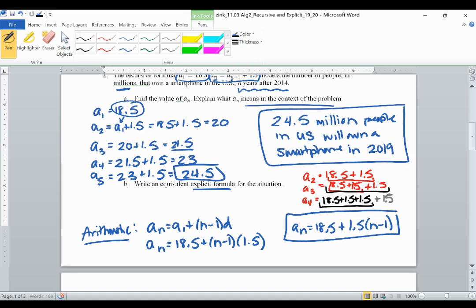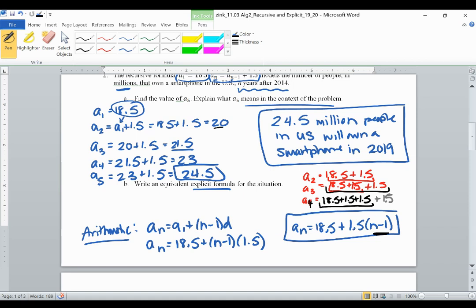So I'm just writing out what came before it instead of combining my like terms like I did to get my 20, 21.5, and 23. So then you can kind of look at and say, okay, well, the first time I'm adding 1.5 once. Then the second time I'm adding 1.5 twice. The third time, the a sub 4, I'm adding it 3 times. So that's where this part is coming from here. You're taking whatever term you're at. So if I'm at the 4th term, then I'm going to do 4 minus 1 is 3. I'm going to add 1.5 3 times to my 18.5.